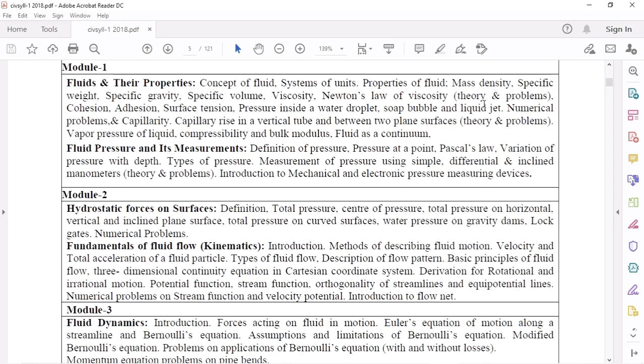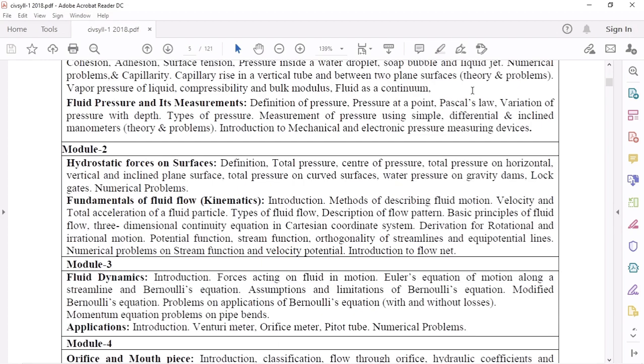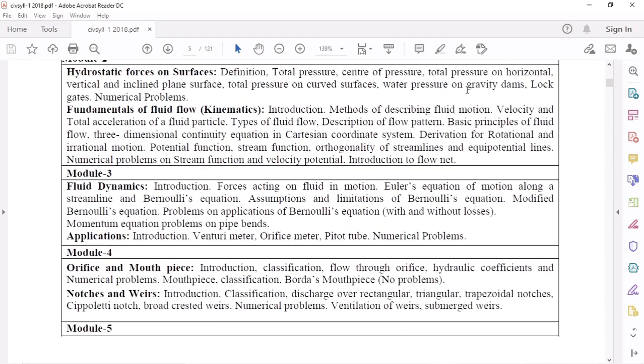Next, after studying the hydrostatic forces, we will go to the fundamentals of fluid flow. So what is this fundamentals of fluid flow? Whenever the fluid just begins to flow or is in motion, what properties does it exert on the surface: the fluid pattern, types of fluid flow, basic principles of fluid flow, the three-dimensional continuity equation in Cartesian coordinate system, derivations, different types of functions, stream functions, potential functions. These are all the things we are going to study in this module, and we'll deal with them when we go through the chapter. We also have the introduction to flow net.